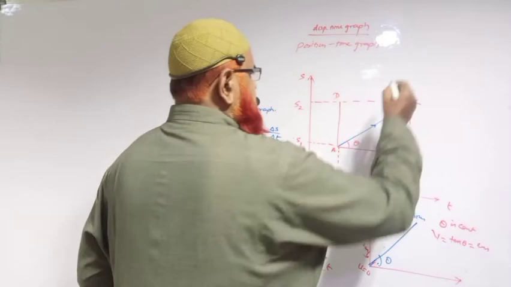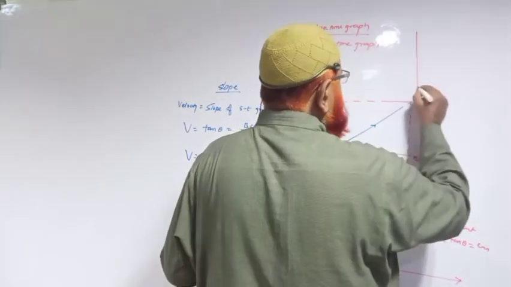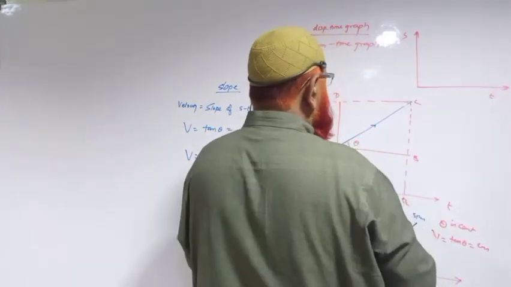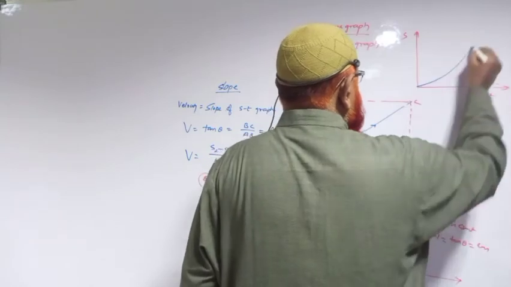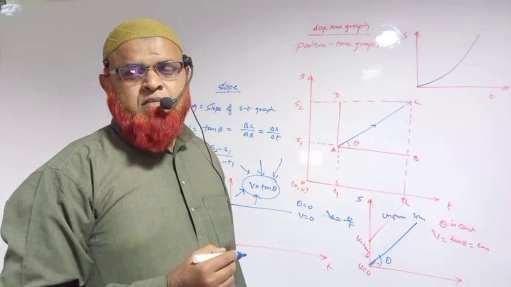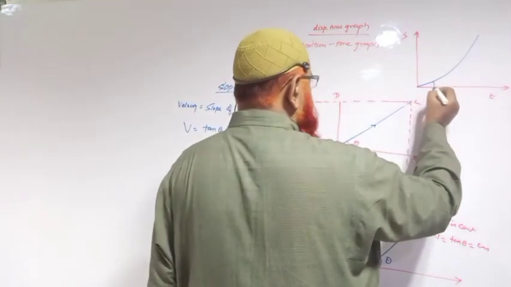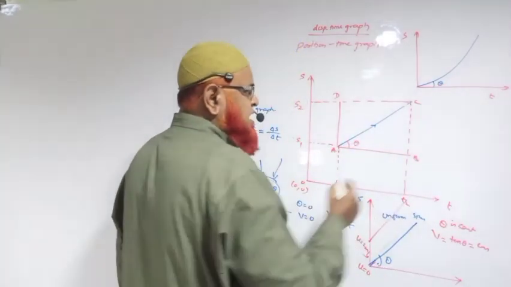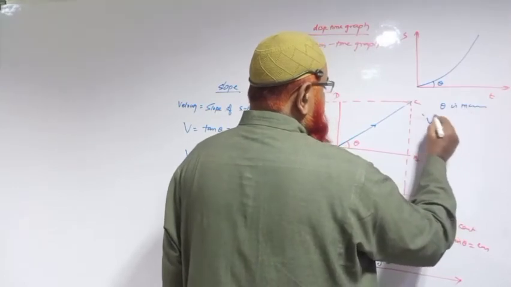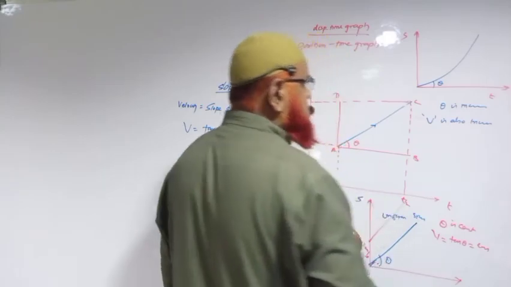Now I'll give you one more example of this here. For example, this is a displacement time graph, and the graph is like this. What is the meaning of this graph? Can you tell me? I told you it is very difficult to judge directly. You just observe tan theta. So you can write here, theta is increasing. So V is also increasing.